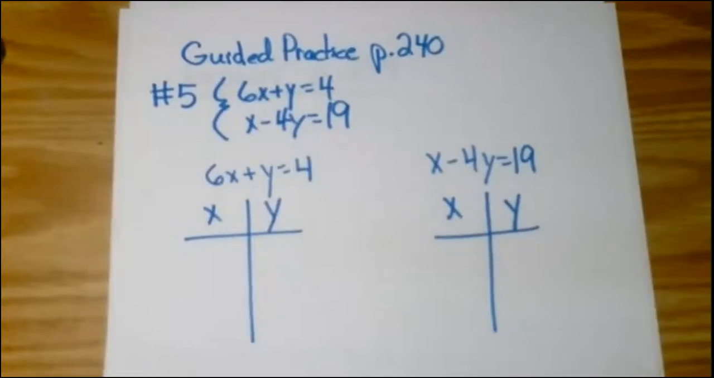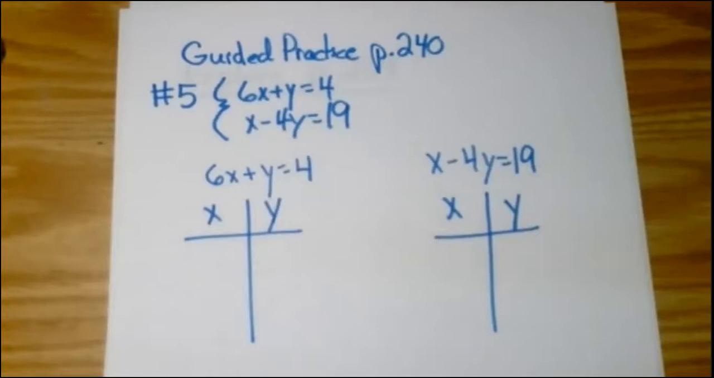Because I'm going to be estimating first and doing a rough graph, we're going to estimate to see about where the point of intersection is to see if we're getting it right. Like I showed you in the previous videos, we can always check the point we come up with by plugging it back into both equations and making sure we have true statements. But let's do what they're saying here and estimate.